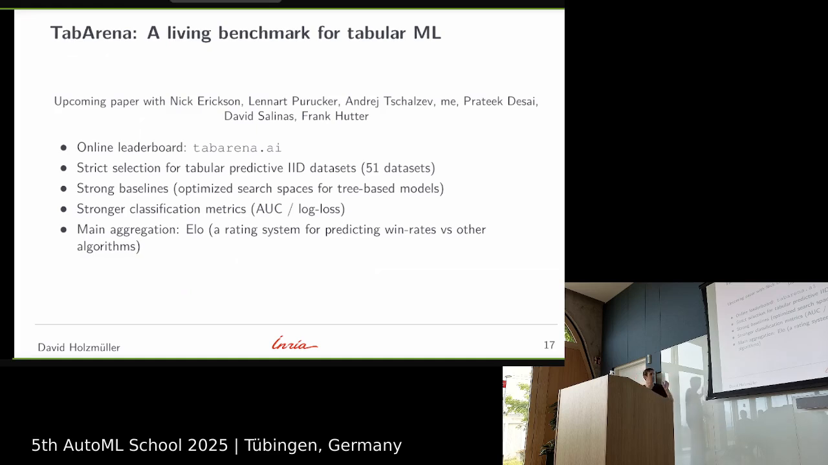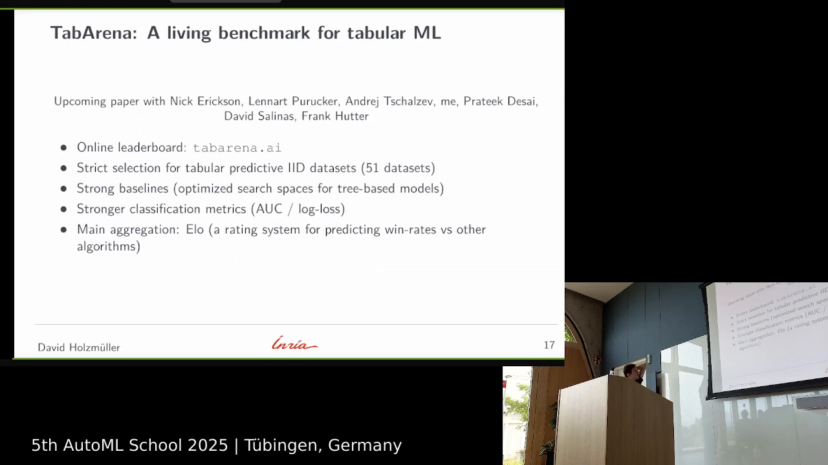So I talked a bit about our benchmarks in the RealMLP paper, but there is really a lot that we can do better, and we try to do almost all of it better in TabArena, which is a large collaboration with people from Amazon, Freiburg, Mannheim, and so on.